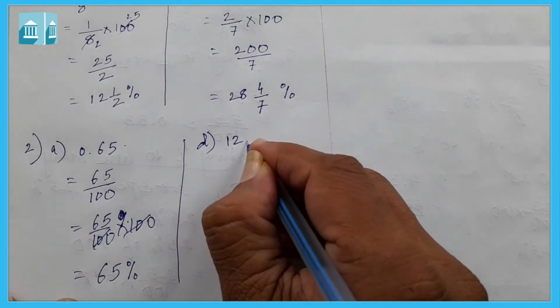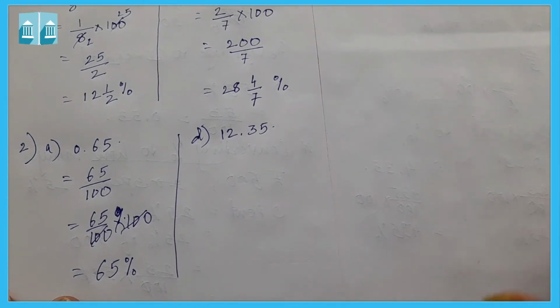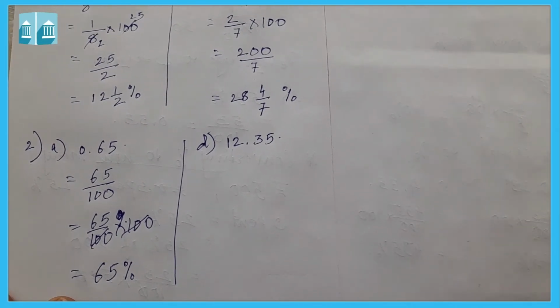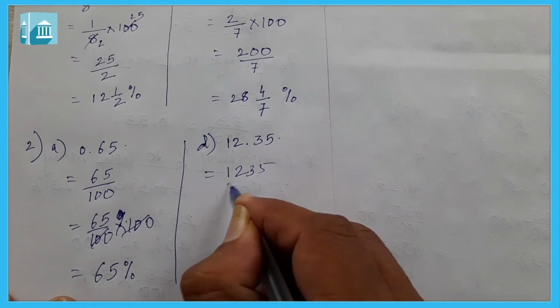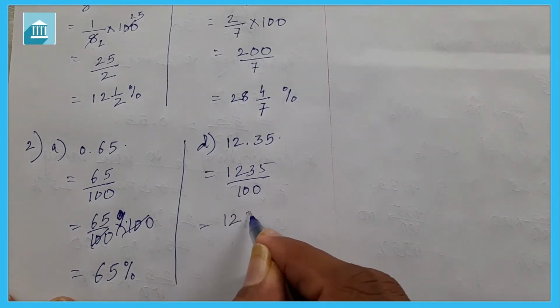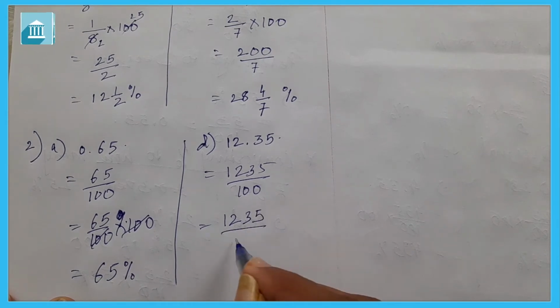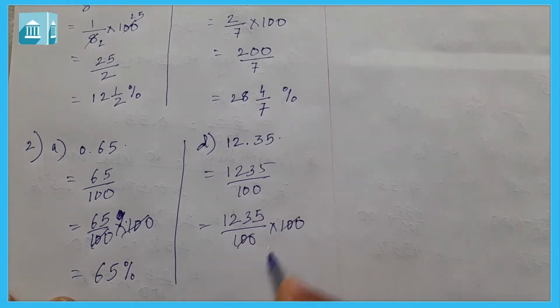12.35. Now 12.35, here first we need to convert it into 12.35 upon 100. Now 1235 upon 100 multiplied by 100, this 100 and 100 cut, so it is 1235%.